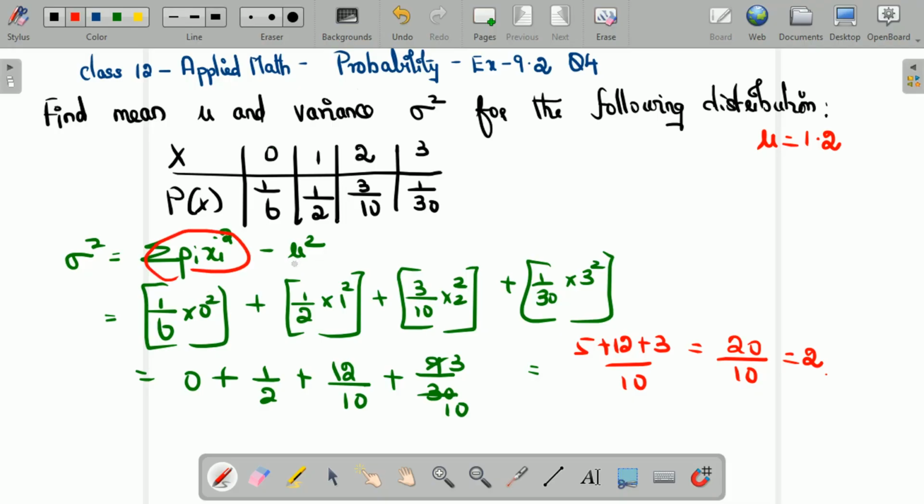Then we need the value of mu squared. So it is essentially 2 minus 1.2 the whole squared. So this is 2 minus 1.44, which is equal to 0.56. So variance is 0.56 and the mean is 1.2.